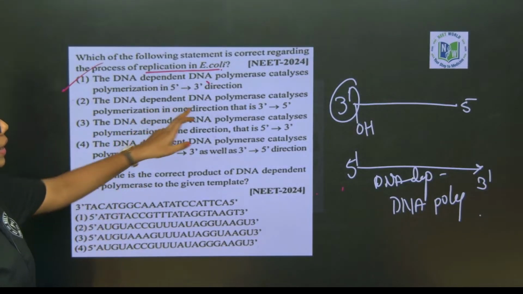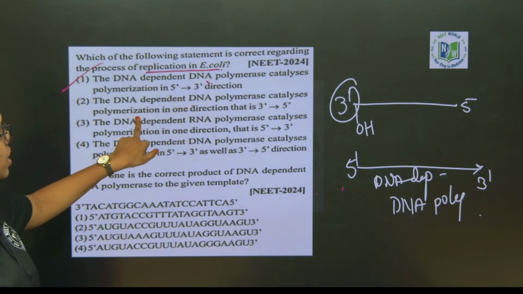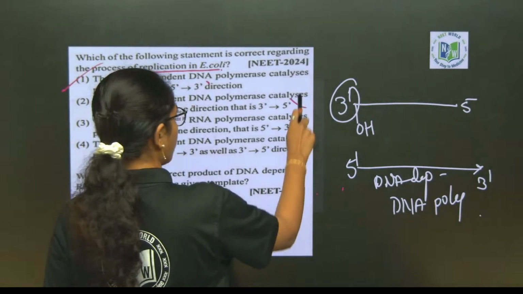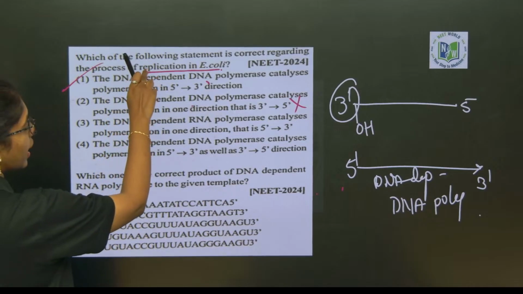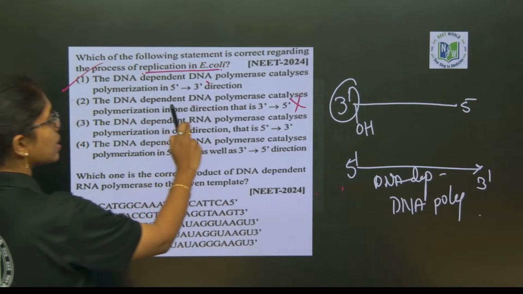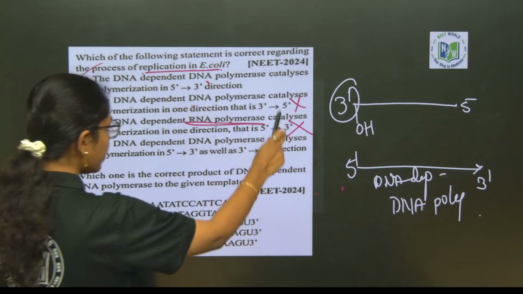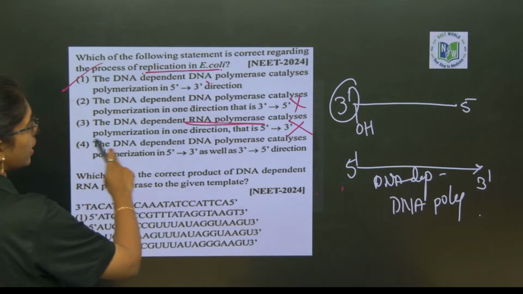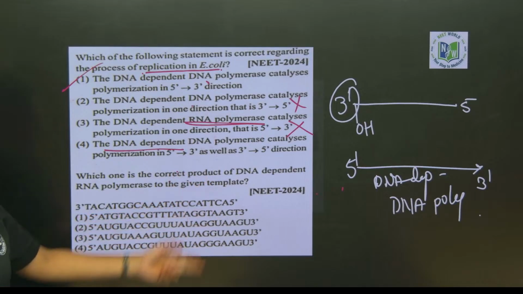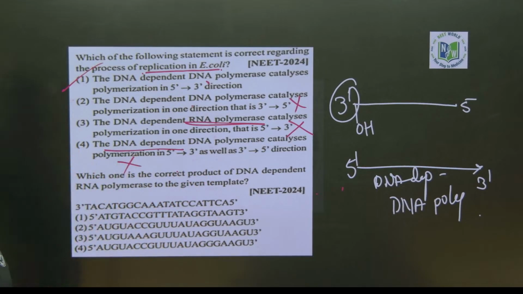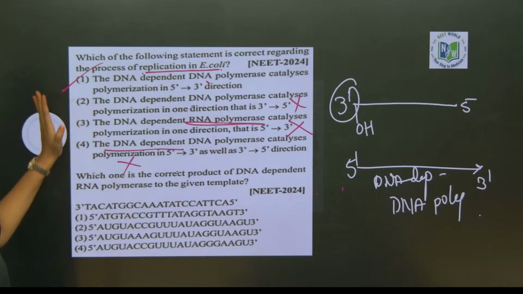Second, the DNA dependent DNA polymerase catalyzes polymerization in one direction, that is 3 to 5, wrong. Third statement, the DNA dependent RNA polymerase catalyzes polymerization in one direction, that is 5 prime to 3 prime direction. But the question is about DNA replication. In DNA replication, nowhere is there an involvement of RNA polymerase, so we can eliminate this as well. Next, the DNA dependent DNA polymerase catalyzes polymerization in 5 prime to 3 prime as well as 3 to 5. No, polymerization is always in the 5 prime to 3 prime direction. So here the right answer will be option 1.